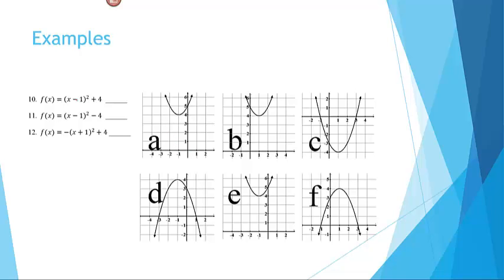Wait, I'm sorry. That's a negative 1. So it's going to go right 1, up 4. So right 1, up 4, not A. Right 1, up 4. That's B.